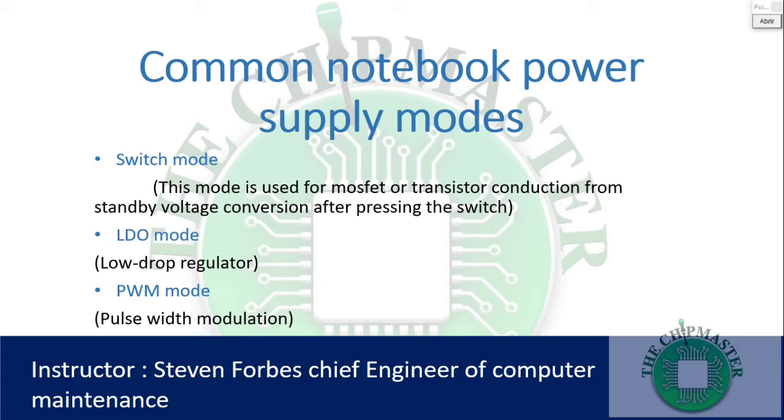Alright, so what we're going to talk about in this video is common notebook power supply modes. As you can see here from the presentation, we have three modes: switch mode, LDO mode, and PWM mode. The switch mode is used for MOSFET or transistor conduction from standby voltage conversion after pressing the switch. Then we have LDO mode, which stands for low dropout regulator, and PWM mode, which stands for pulse width modulation. We're going to look at each of these modes in detail.